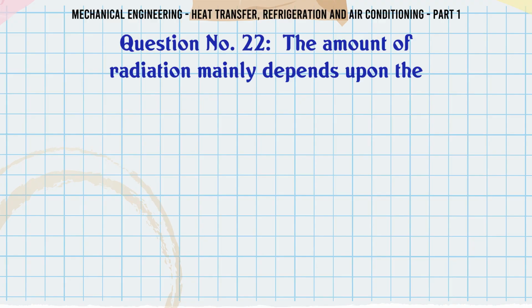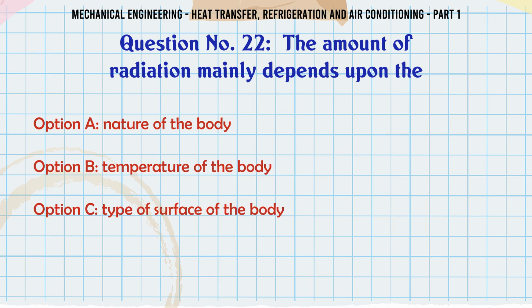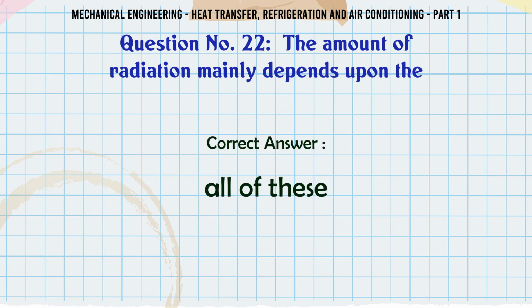The amount of radiation mainly depends upon: A. Nature of the body, B. Temperature of the body, C. Type of surface of the body, D. All of these. The correct answer is all of these.